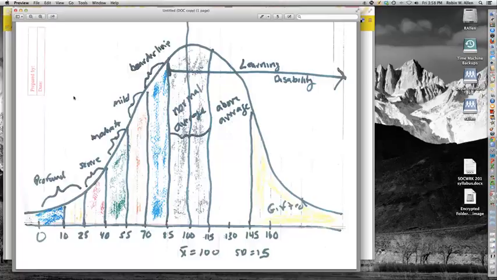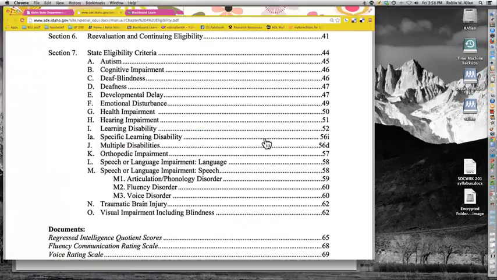And just for your information, I also put up on here that kids in the gifted range, and that is typically considered an IQ of 145 or higher. Keep in mind that a kid can be gifted and have a learning disability, or they could have an emotional disability, or they could have one of the other impairments from our list. So for instance, they could have a speech or language impairment.